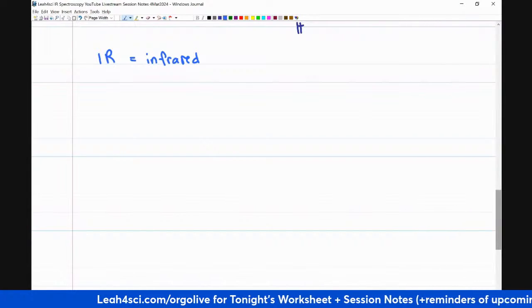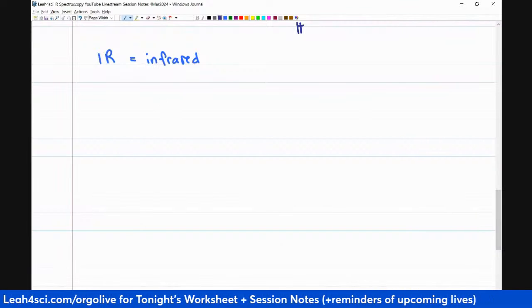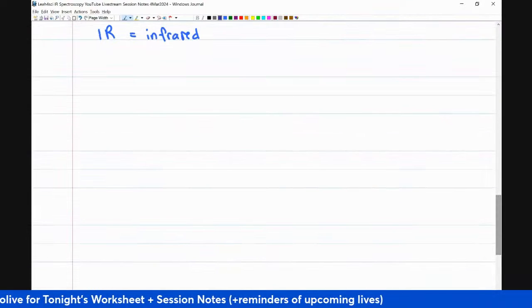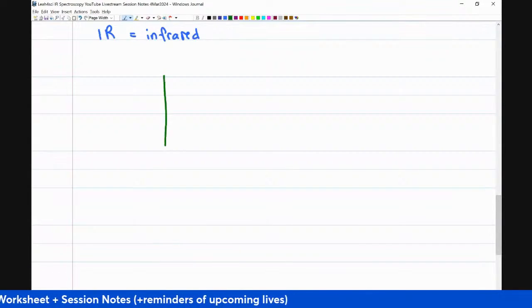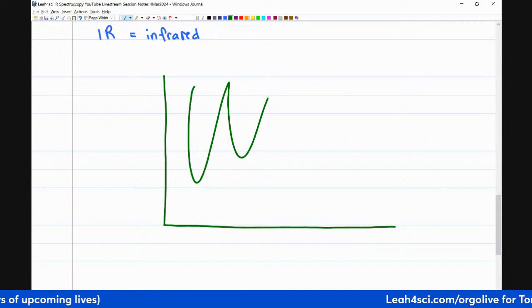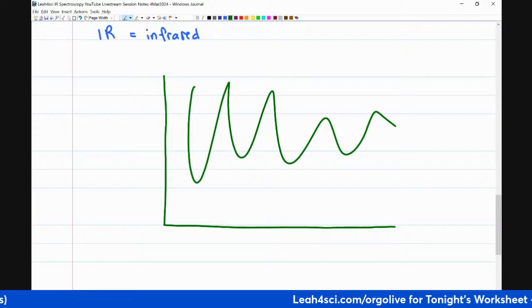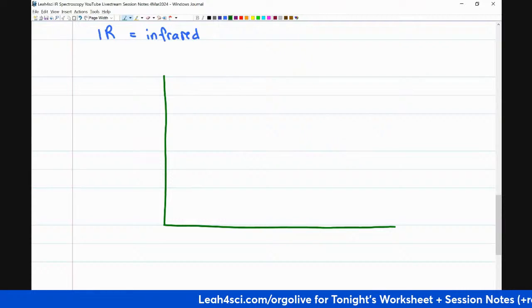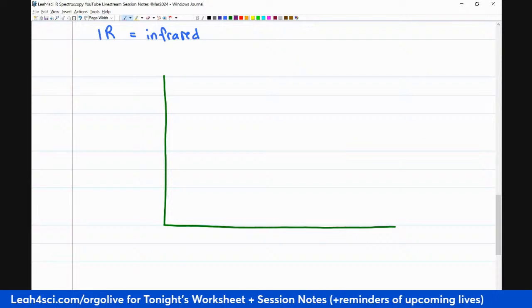So, the basics of an IR graph. Let's draw just a simple one here. Ultimately, what we care about is what the heck is going on in this graph and what does this tell us about the molecule. The x-axis is going to measure the frequency in wave number.